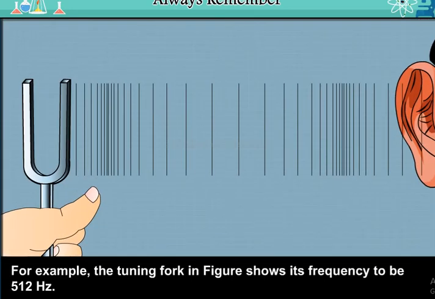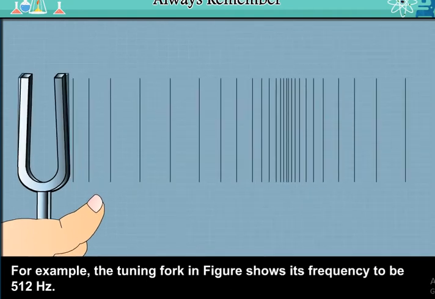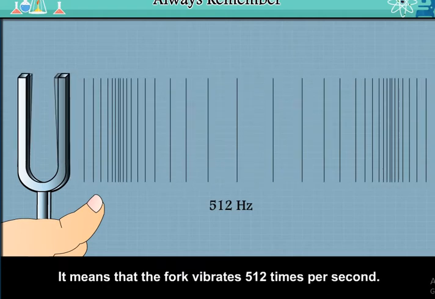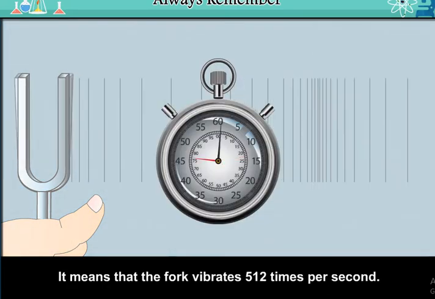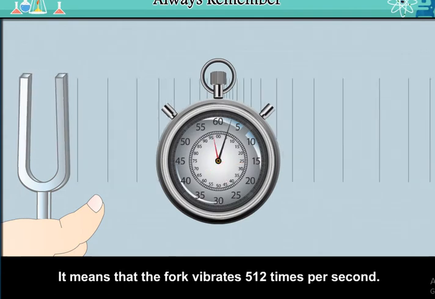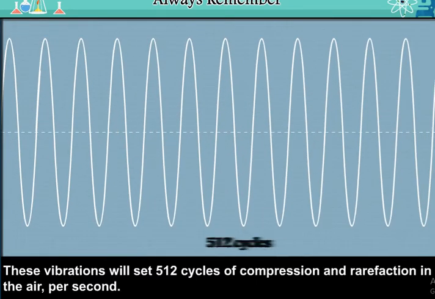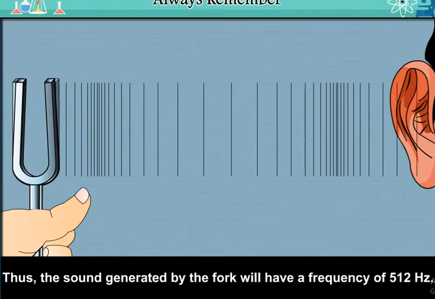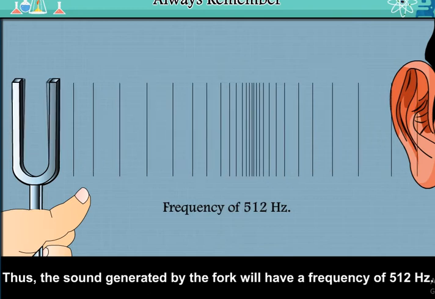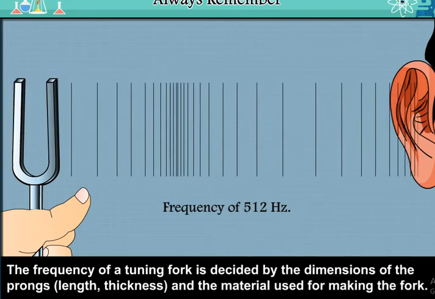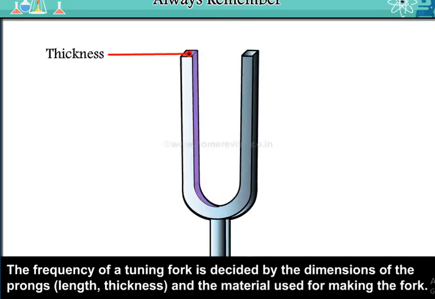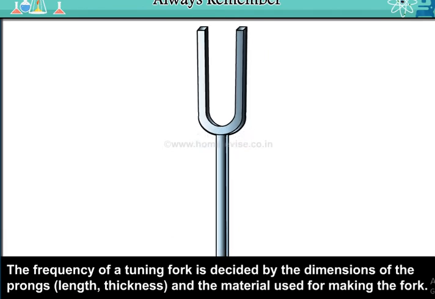For example, the tuning fork in the figure shows its frequency to be 512 hertz. What does it mean? It means that the fork vibrates 512 times per second. These vibrations will set up 512 cycles of compression and rarefaction in the air per second. Thus, the sound generated by the fork will have a frequency of 512 Hz. The frequency of a tuning fork is decided by the dimensions of the prongs, length, thickness, and the material used for making the fork.